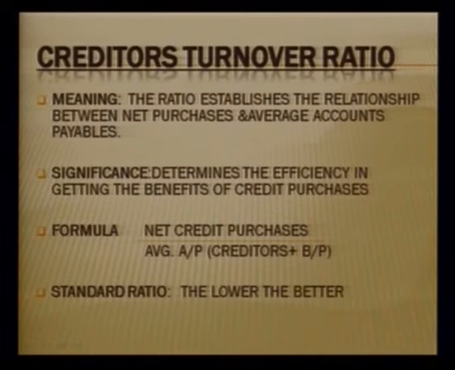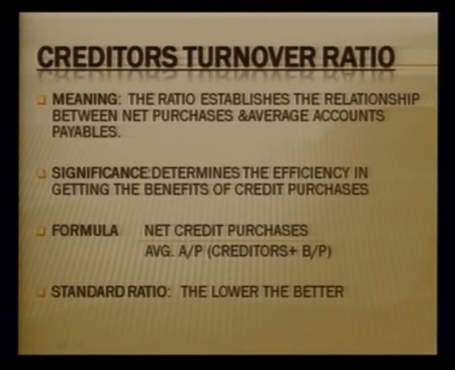The formula also is very similar to the debtors turnover ratio. So instead of net credit sales, we have net credit purchases upon the average accounts payable, and accounts payable will include both the creditors as well as the bills payable. So we take the average of them, and again depending upon the information that is available, the students have to modify the formula, and there is no standard or uniform ratio for this. The lower the better, because it is just the opposite of debtors turnover. So lower the better means that the business will have more time to make the repayment of the debts.